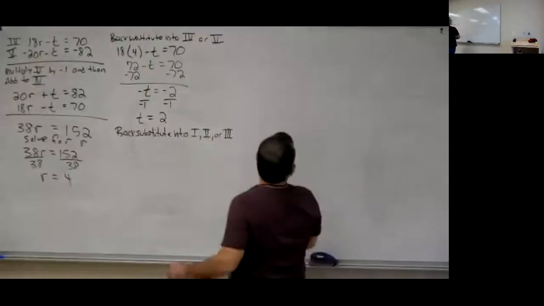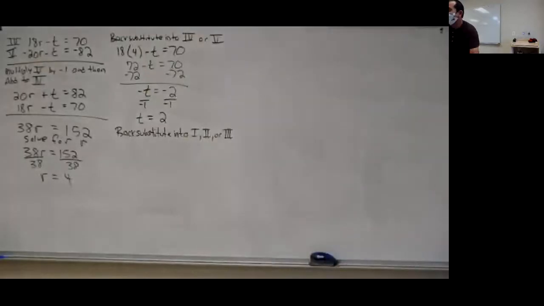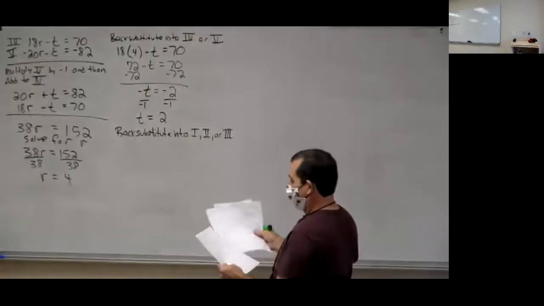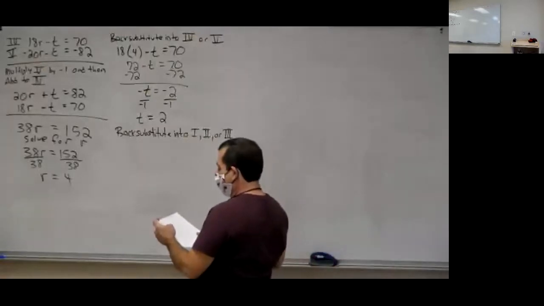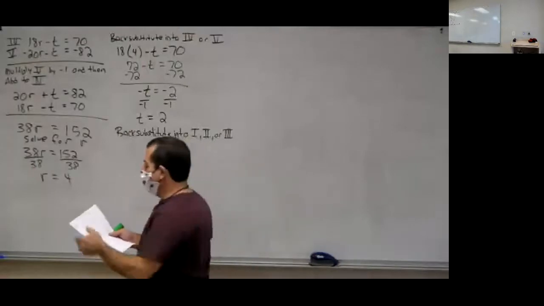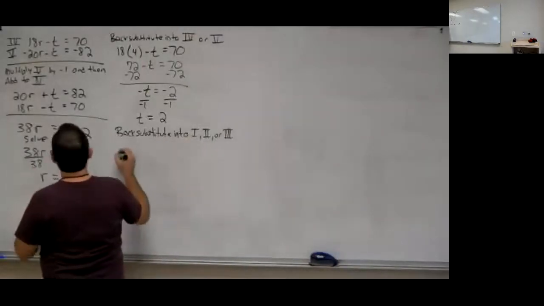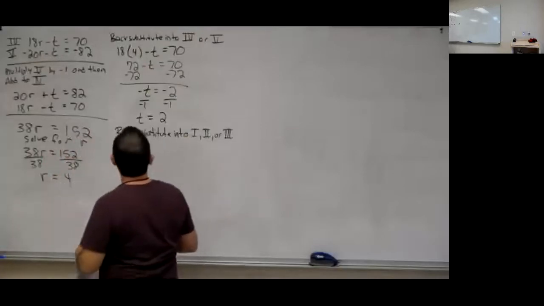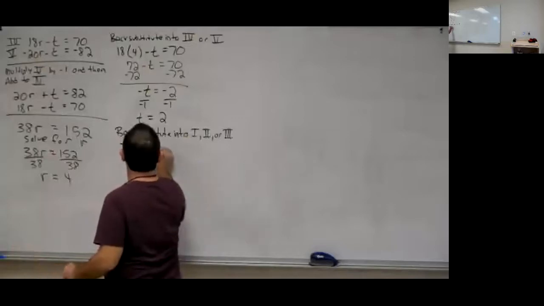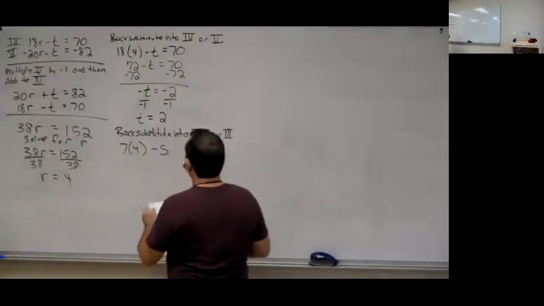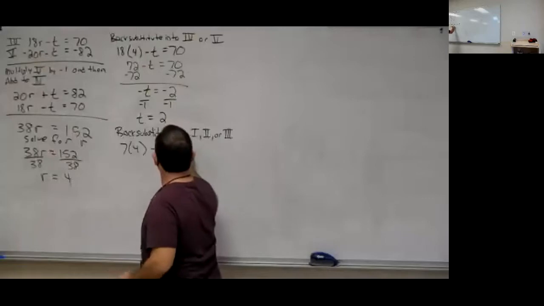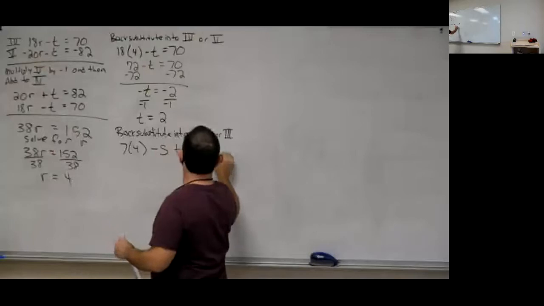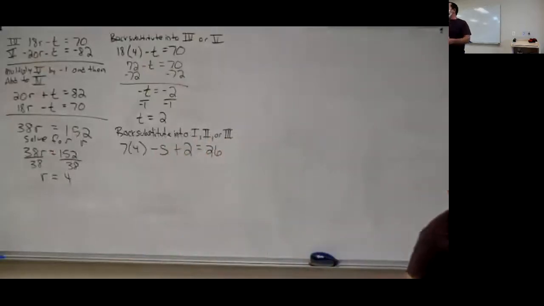So 1, 2, or 3, I'll help this erase them. That was the R and that was okay. Go ahead, I'll do number 1. It wasn't that bad. Number 1 was 7r. R I know is 4, minus the S. S I don't know yet. Plus a t. I know t is 2. And all that is going to equal 26. So I just went with my equation 1 on that, okay?